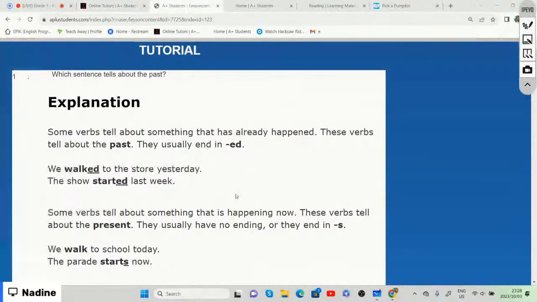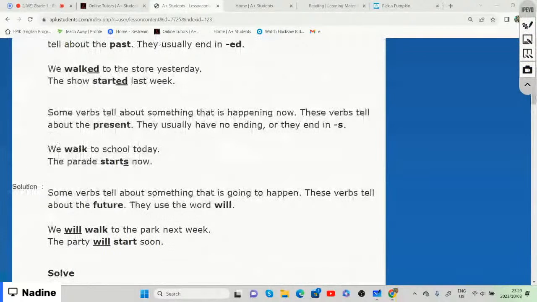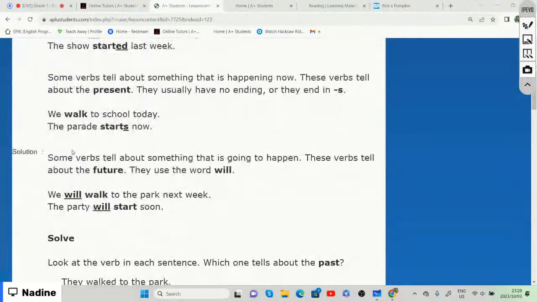If we also look, we specifically went over the present also. Remember, we said the present tells us about something that is happening now, and the verb ends in S. And if we make mention of something that is going to happen, then we say these verbs tell us about the future, because we use words like will. So in the future, it's things that will happen, that still have to happen.